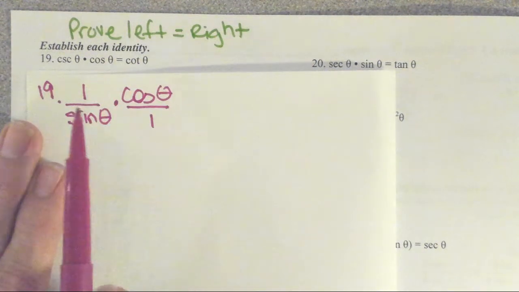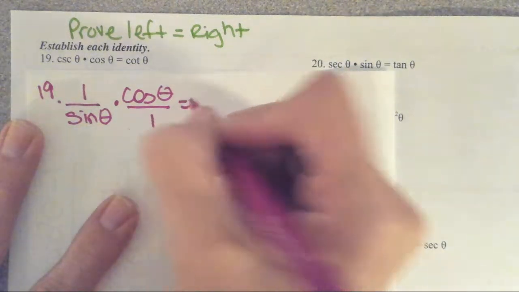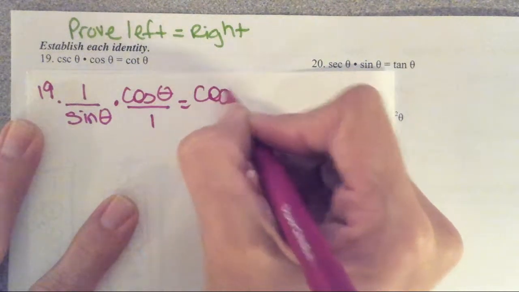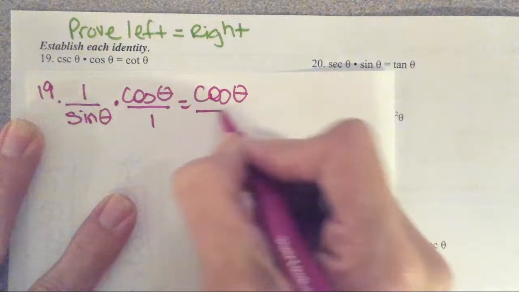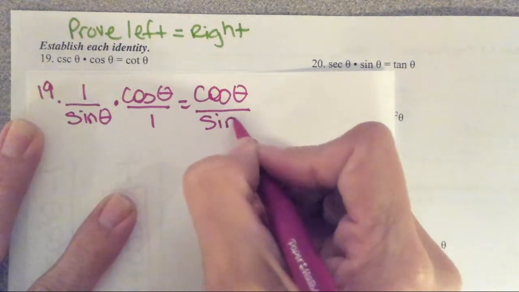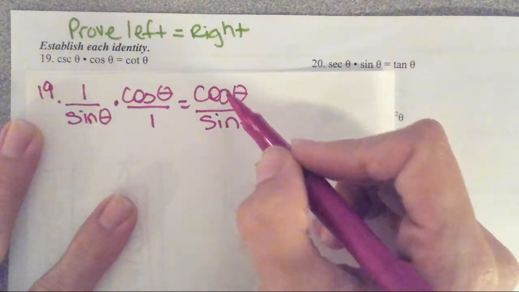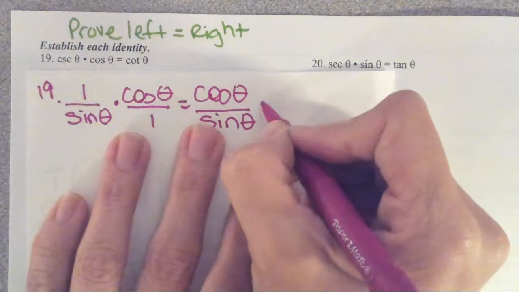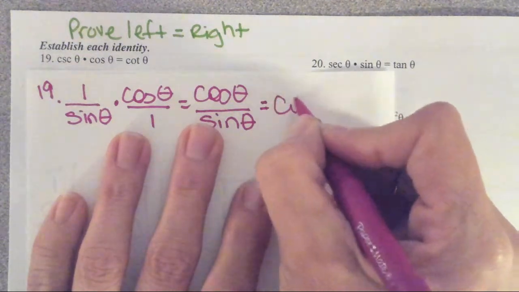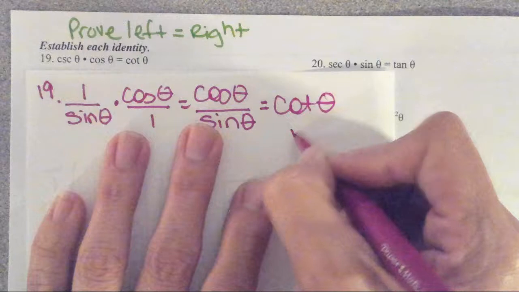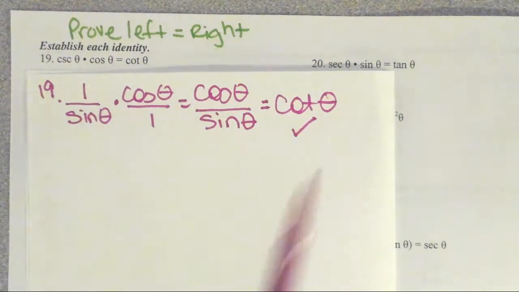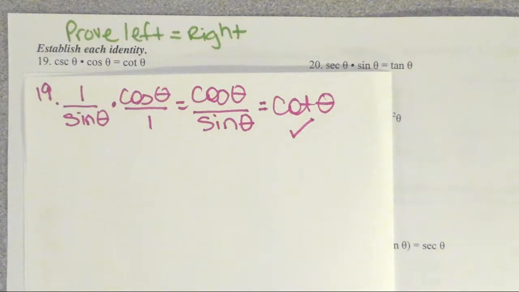Okay, so now I have two fractions. I'm going to multiply top times top and bottom times bottom. And I have cosine over sine. And what do I know cosine over sine equals? We know that equals cotangent. I just made the left side equal the right side. 19's done. Okay, let's go do another one.